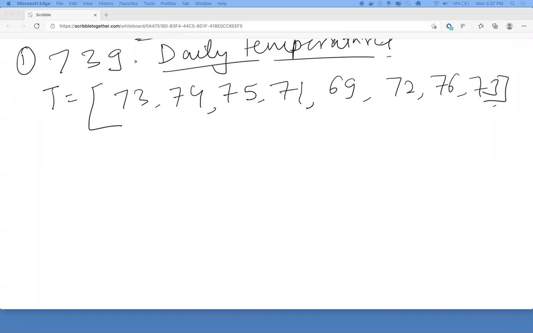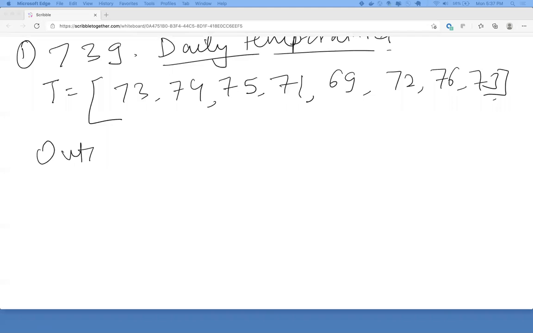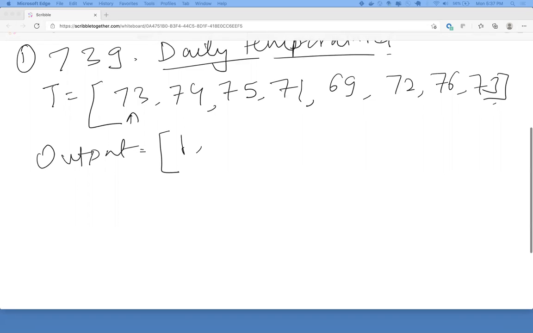Okay, so your output should be: you're given a list of daily temperatures, return a list such that for each day in the input, you need to return how many days you have to wait till you get a temperature which is higher. Like for 73, you return 1 because 74 is the higher temperature. For 74, you again return 1 because 75 is higher. For 75, you return 1, 2, 3. So you have to wait for 4 days.